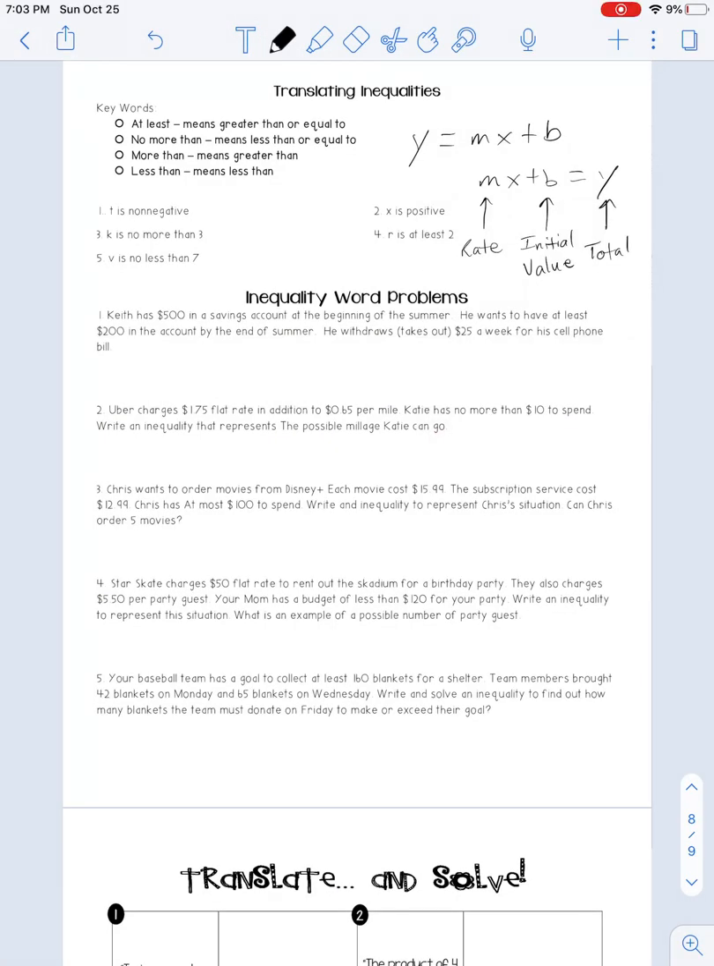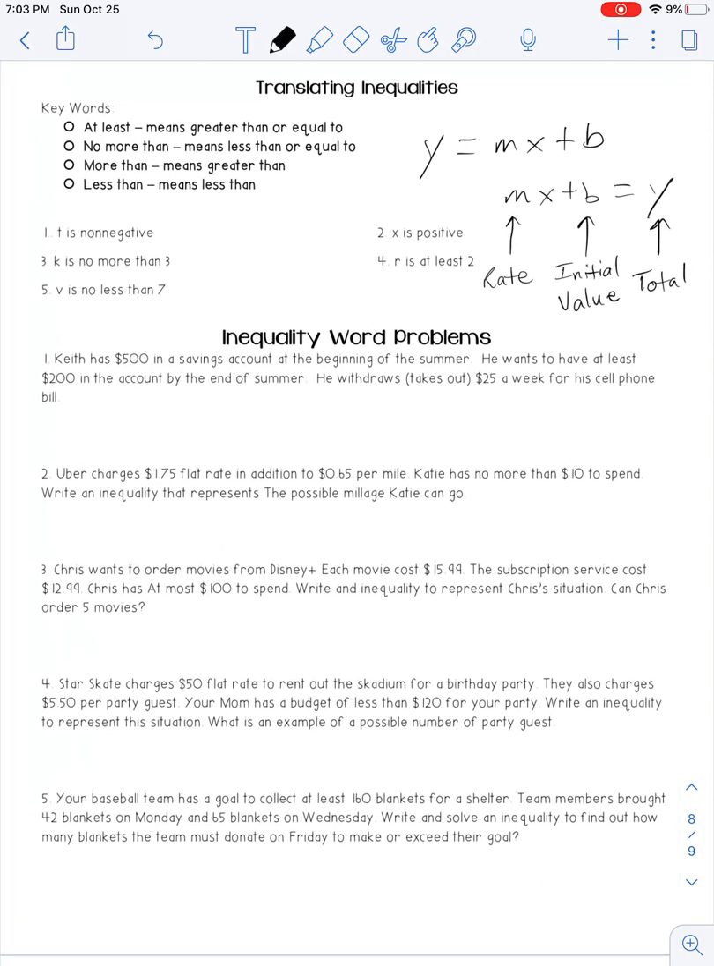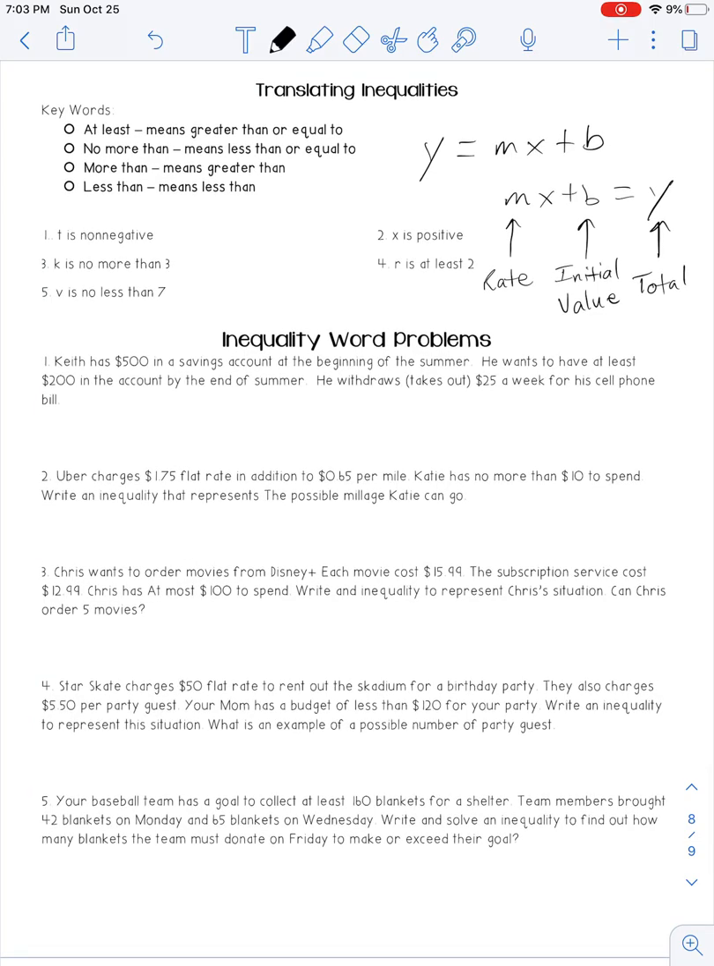All right, we're going to be talking about translating inequalities and meaning the symbols. If you look at it right here, it says at least means greater than or equal to. So that's going to be that right there. No more than means less than or equal to. More than means greater than, and then less than means less than.